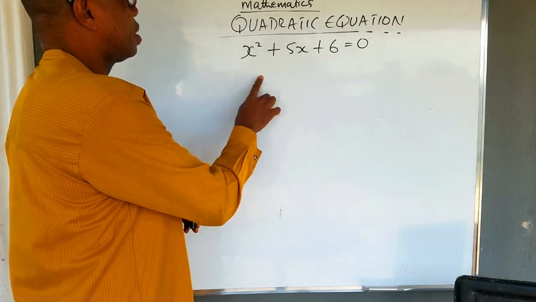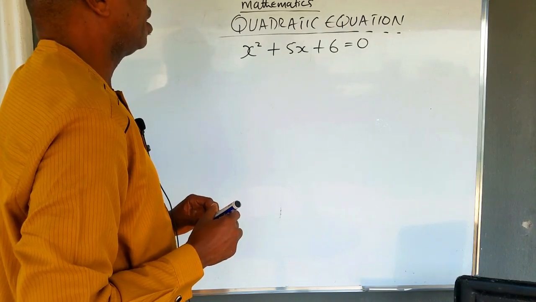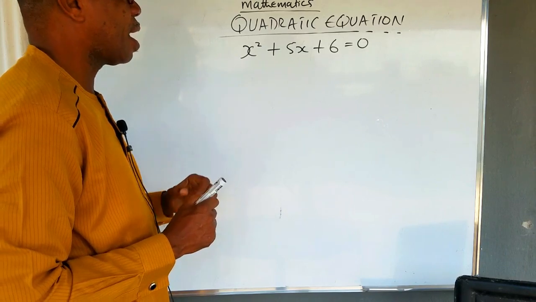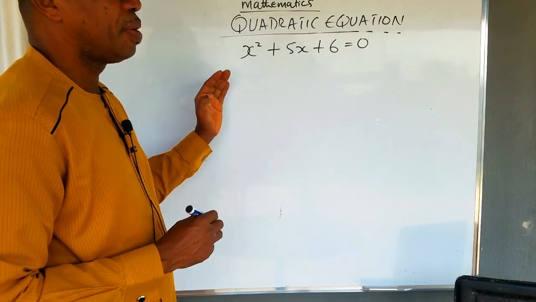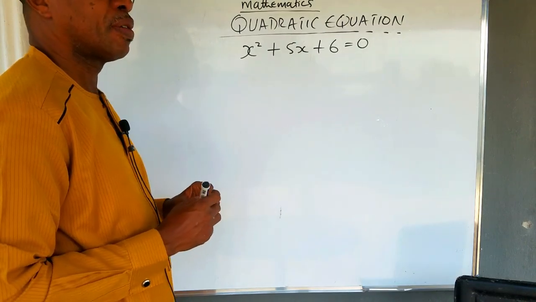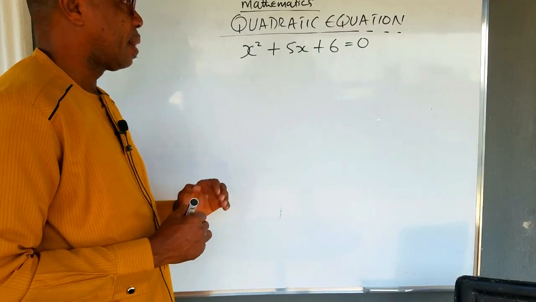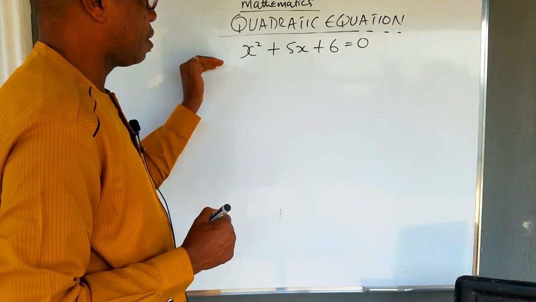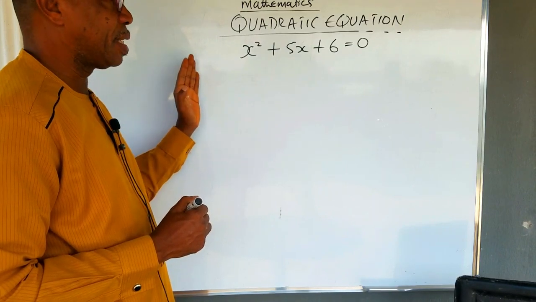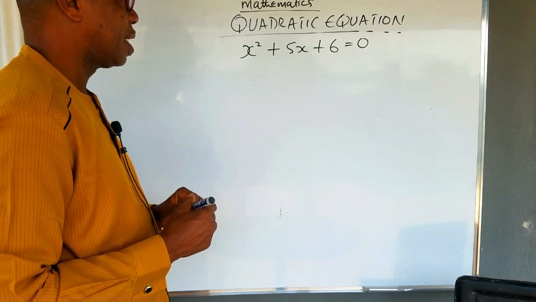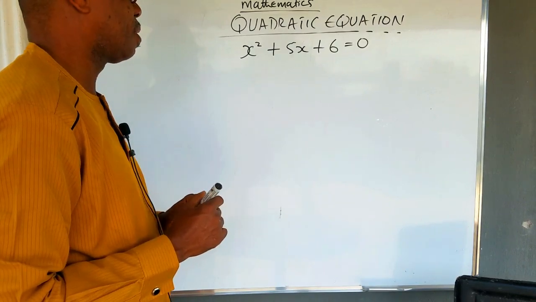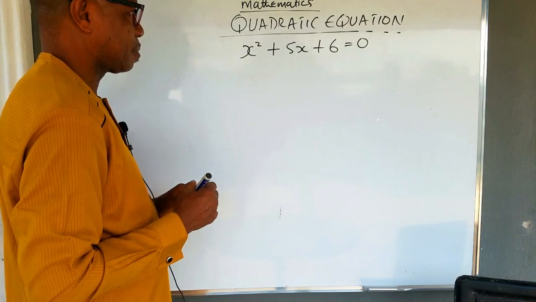Now, this equation can be treated in 3 different ways. It can be factorized normally, or you can use what you call completing the square method, or we use the formula method. But now let me first of all factorize this one. Remember, this is just the basic. We still go to higher equations, and then you can see how simple it is to solve quadratic equations.